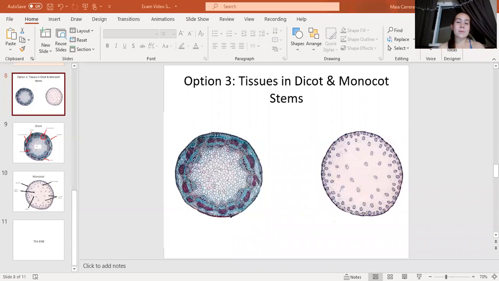Today we are going to be learning about tissues in dicot and monocot stems. So let me go and share the screen real quick. All right, here we go.